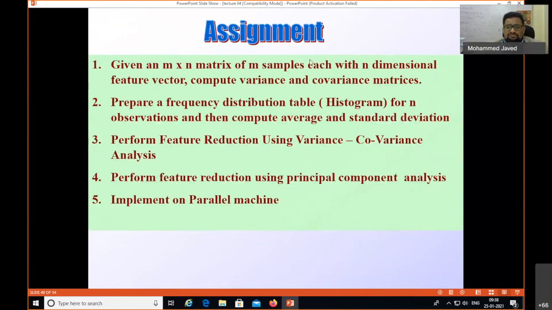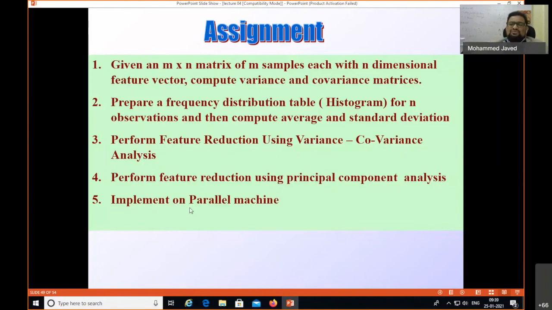Now some related, very interesting problems. Given an m by n matrix of m samples, each with an n-dimensional feature vector, compute the variance-covariance matrix. Prepare a frequency distribution table or histogram for n observations, then compute the average and standard deviation. For these problems, you need to devise the algorithm as well as do best case and worst case time complexity analysis. Perform feature reduction using variance-covariance analysis. Perform feature reduction using principal component analysis.